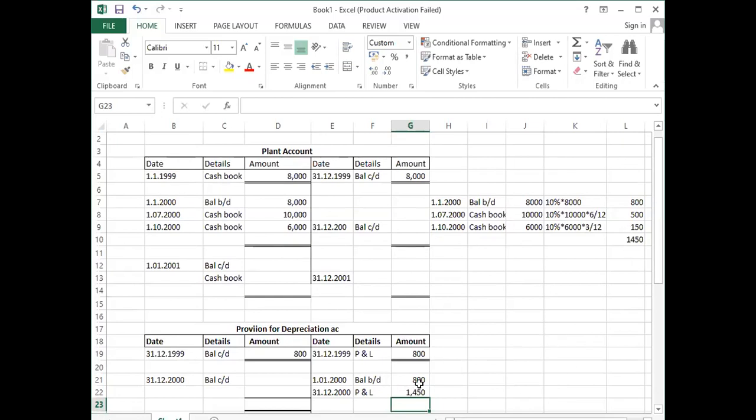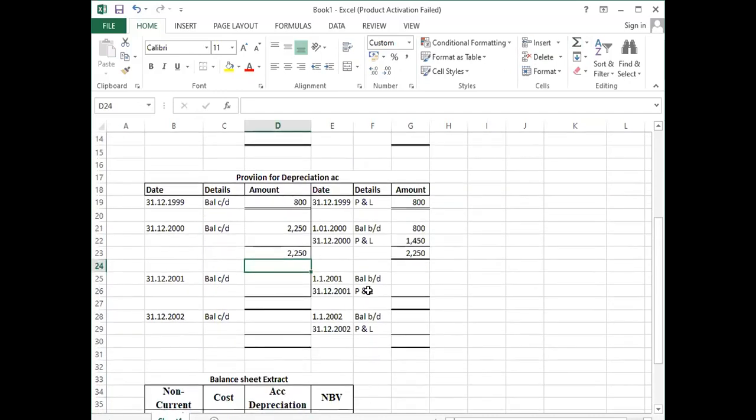1450, the one that you have calculated there. And therefore, you expect that our balancing there would be 2250. And that will be our balance in the coming year. Balance brought down to 2250, right? On 1st January 2000 and 1st January 2001.